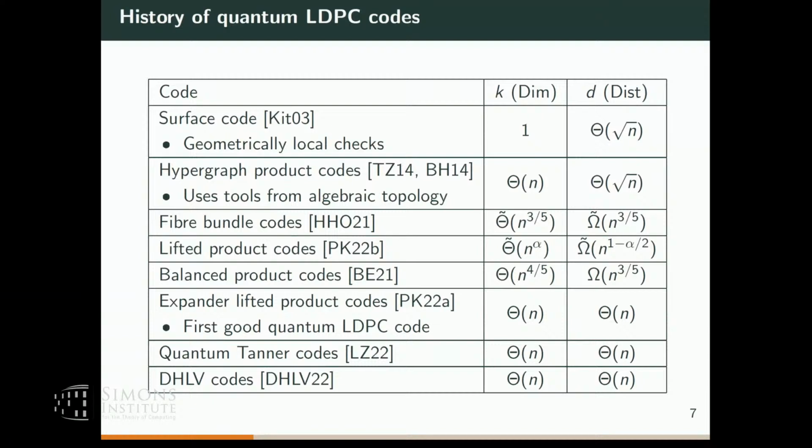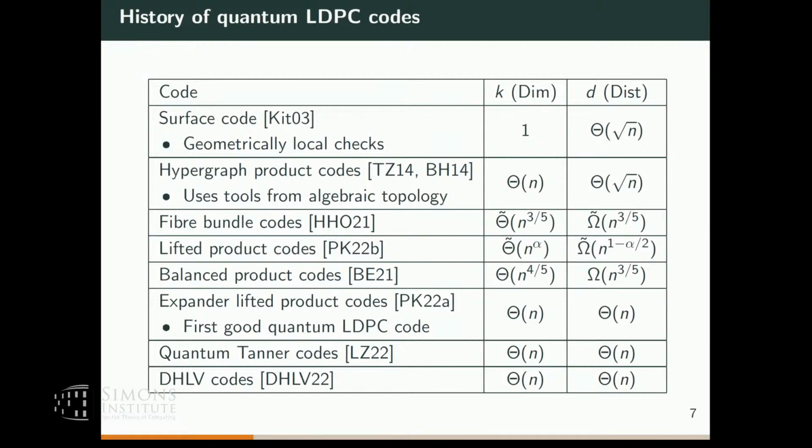And it was in late 2021 that Panteleev and Kalachev proved the existence of these good quantum LDPC codes with linearly scaling dimension and distance. These codes, I guess, are based on the lifted product or balanced product construction, along with some robust classical codes. After this construction, there were some alternatives proposed in the form of quantum Tanner codes and these DHLV codes that also achieve the same parameter scaling.